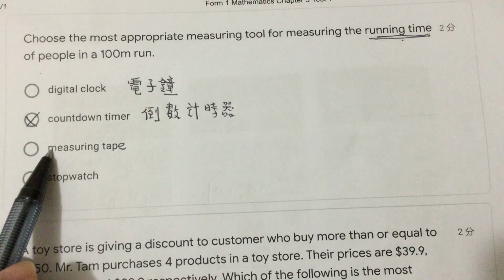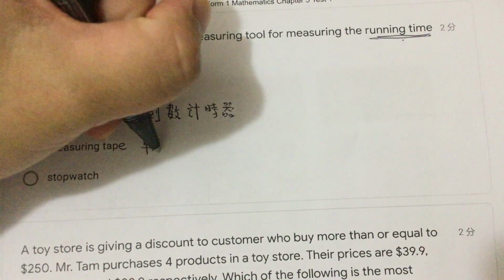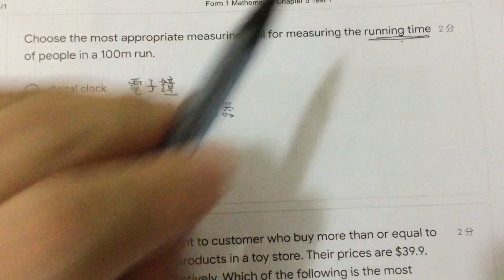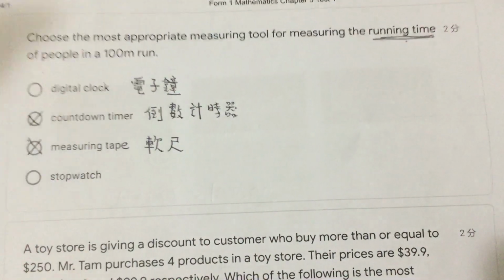The measuring tape in Chinese is called 軟尺. So it's impossible, right? Because you are going to measure time, but you are not going to use a ruler to measure the time. So this one must be the wrong answer.